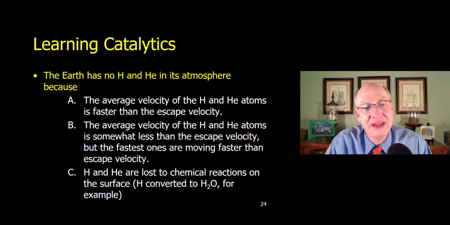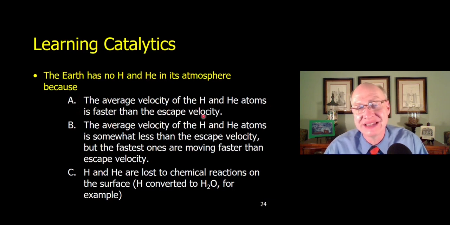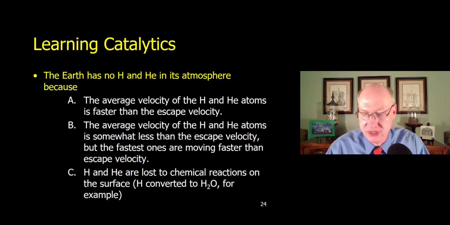All right, why do you think it is? Well, I have a feeling many students probably answered A on this one, that the average velocity of the hydrogen and helium atoms is faster than the escape velocity. But it turns out that's not true. On Earth, the average velocity of the hydrogen and helium atoms is actually significantly lower than the escape velocity. But some of the atoms, the fastest moving atoms, are moving faster than the escape velocity. So the answer to this one is B.